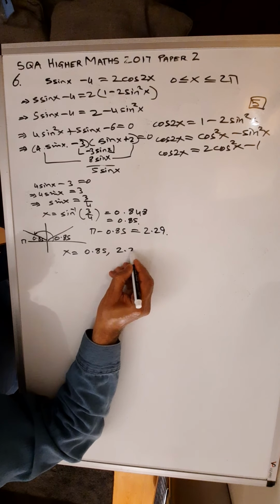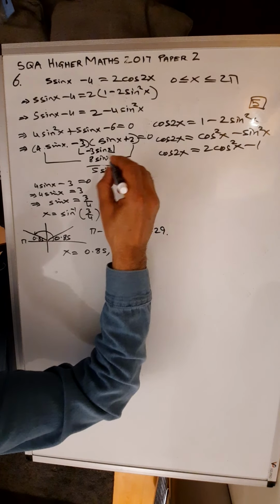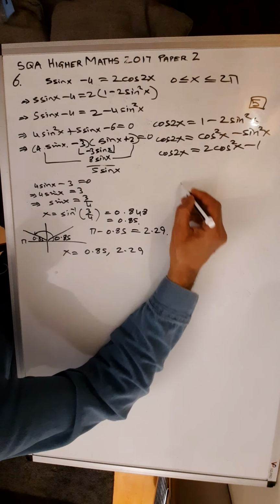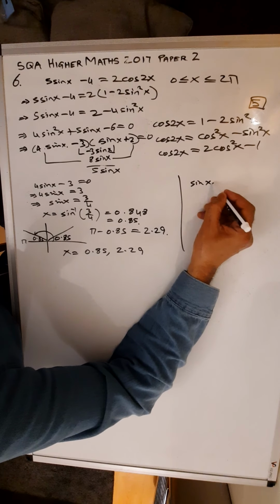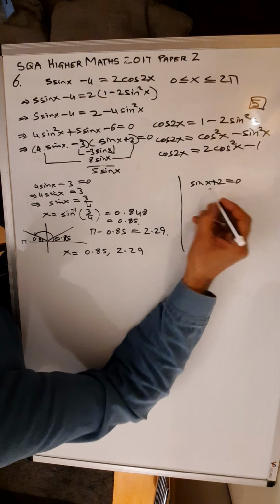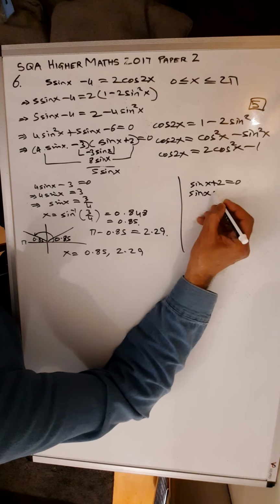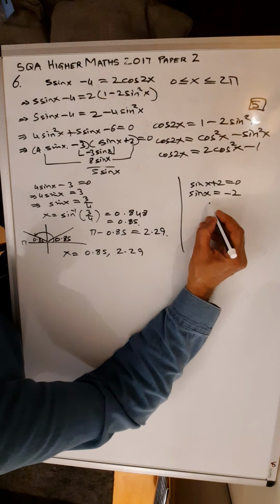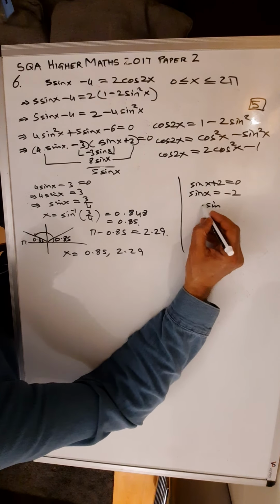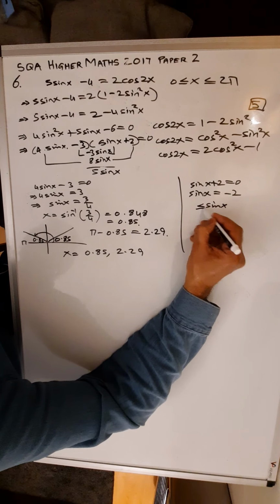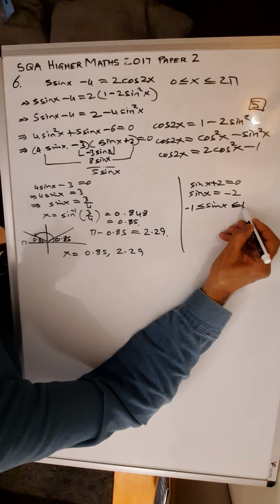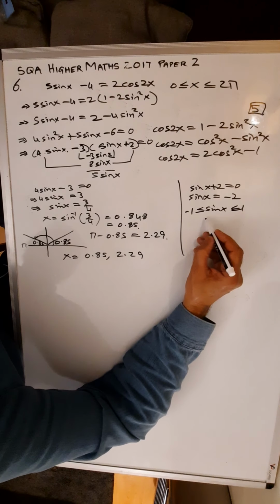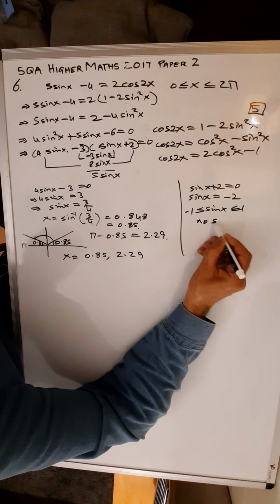and 2.29. Now your other side here, sin x plus 2 equals 0. That means that sin x is minus 2. Sin x, if you look at the sine curve, is greater than or equal to minus 1 and less than or equal to 1. So there is no solution. No solution for this part.